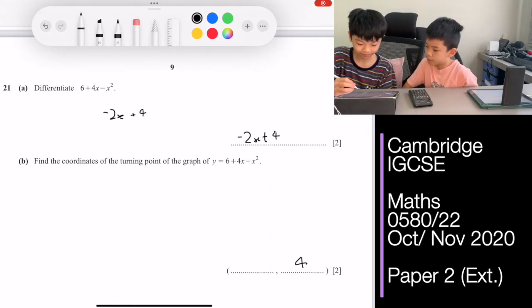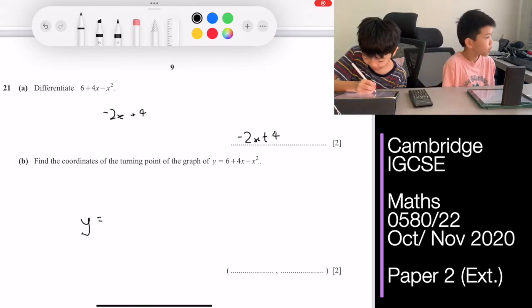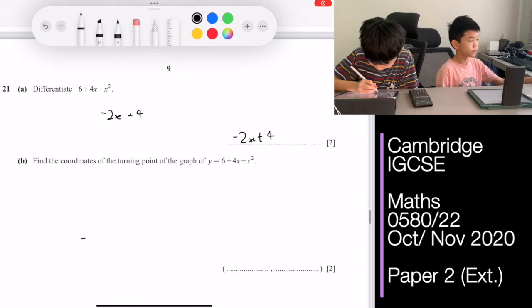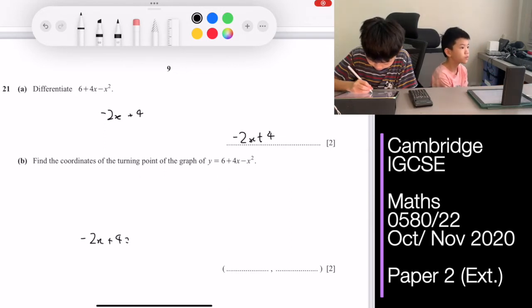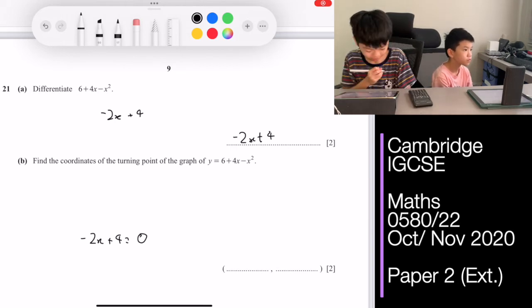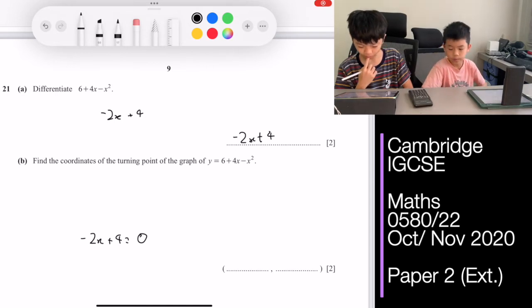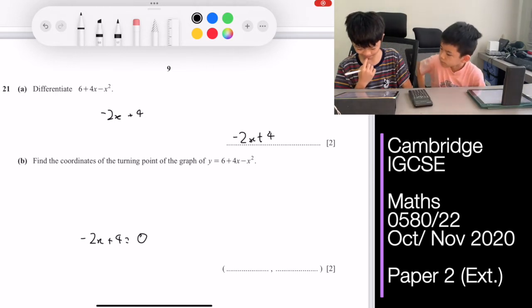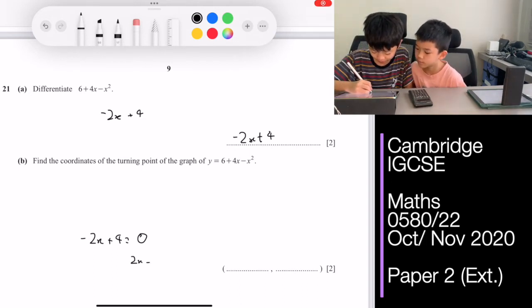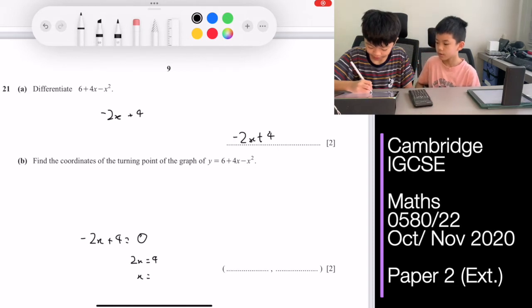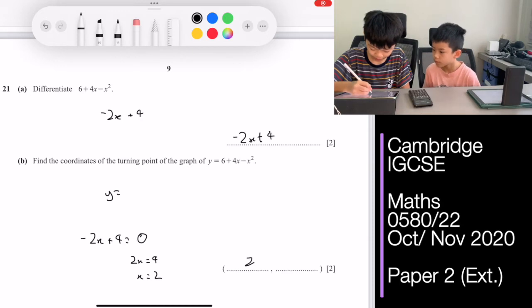So dy/dx equals 0. Negative 2x plus 4 equals 0. And then 2x equals 4, so x is 2.